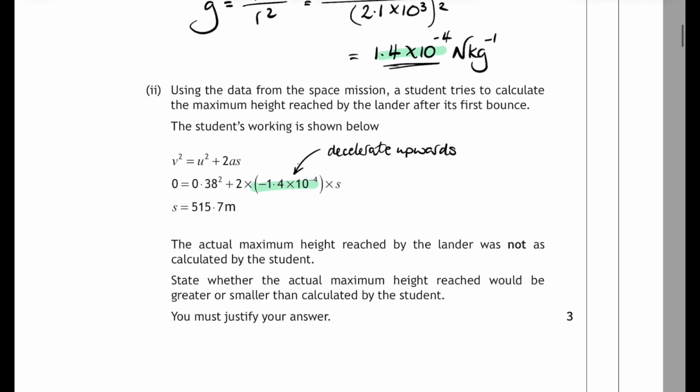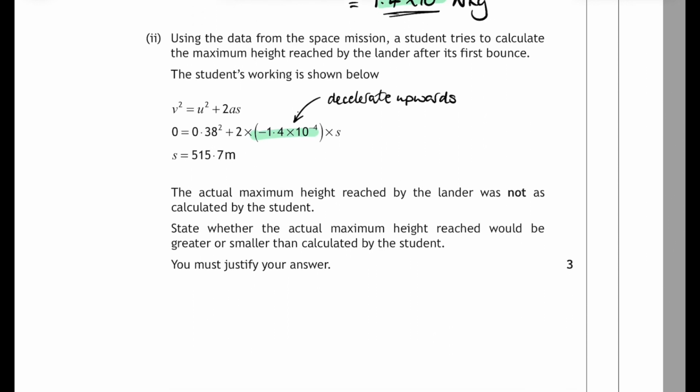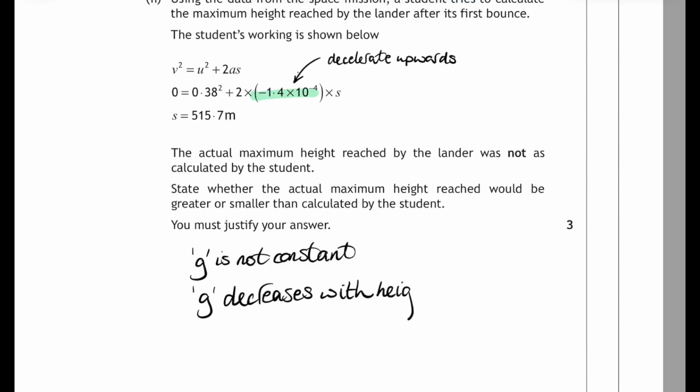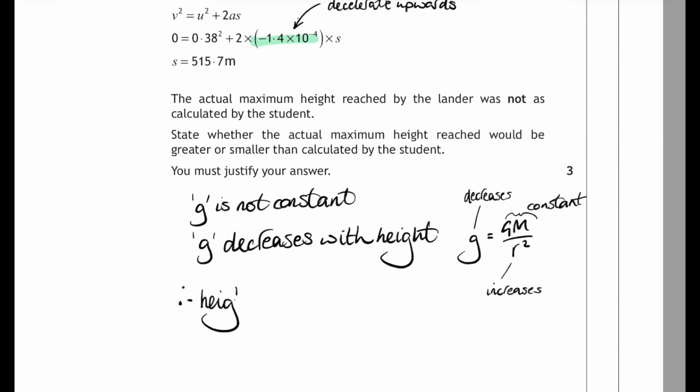Now, the actual maximum height reached by the lander was not as calculated by the student, and we have to state whether the actual maximum height reached would be greater or smaller than calculated by the student, and justify our answer. Well, the key point here is that g is not constant. The gravitational field strength will decrease with height. If we look at that relationship, as r increases, g decreases, and G and M are constant. So the height reached by the lander will be greater, because if the acceleration is decreasing, then s in that relationship will be increasing. That's pretty tricky.